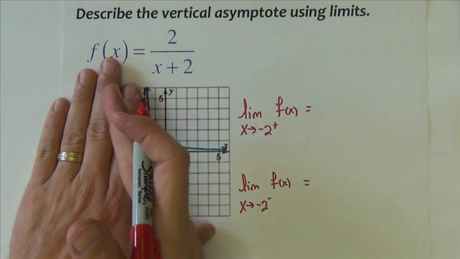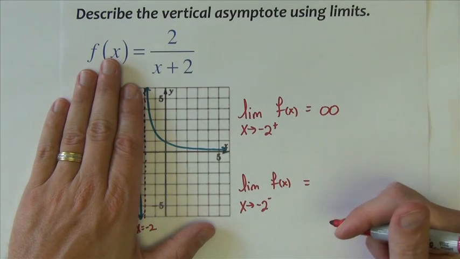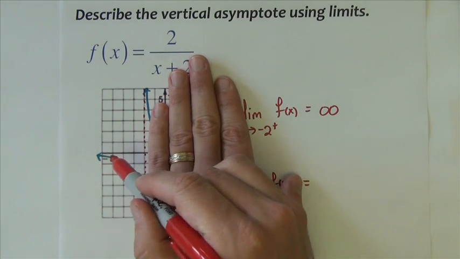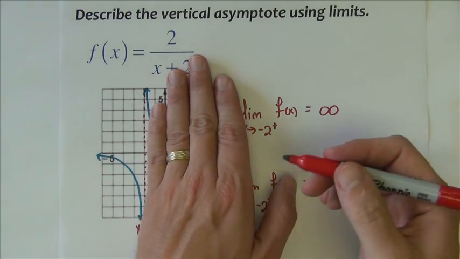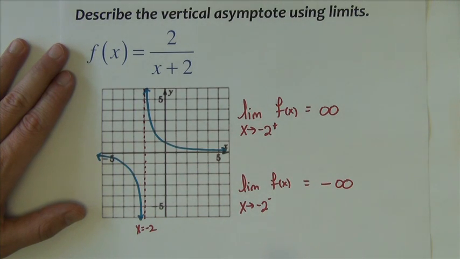Okay, so we should be able to see pretty clearly now that as we approach -2 from the right, this graph goes up. It goes up to positive infinity. As we approach -2 from the left, this graph goes down. It gets closer to negative infinity. That's all there is to it.